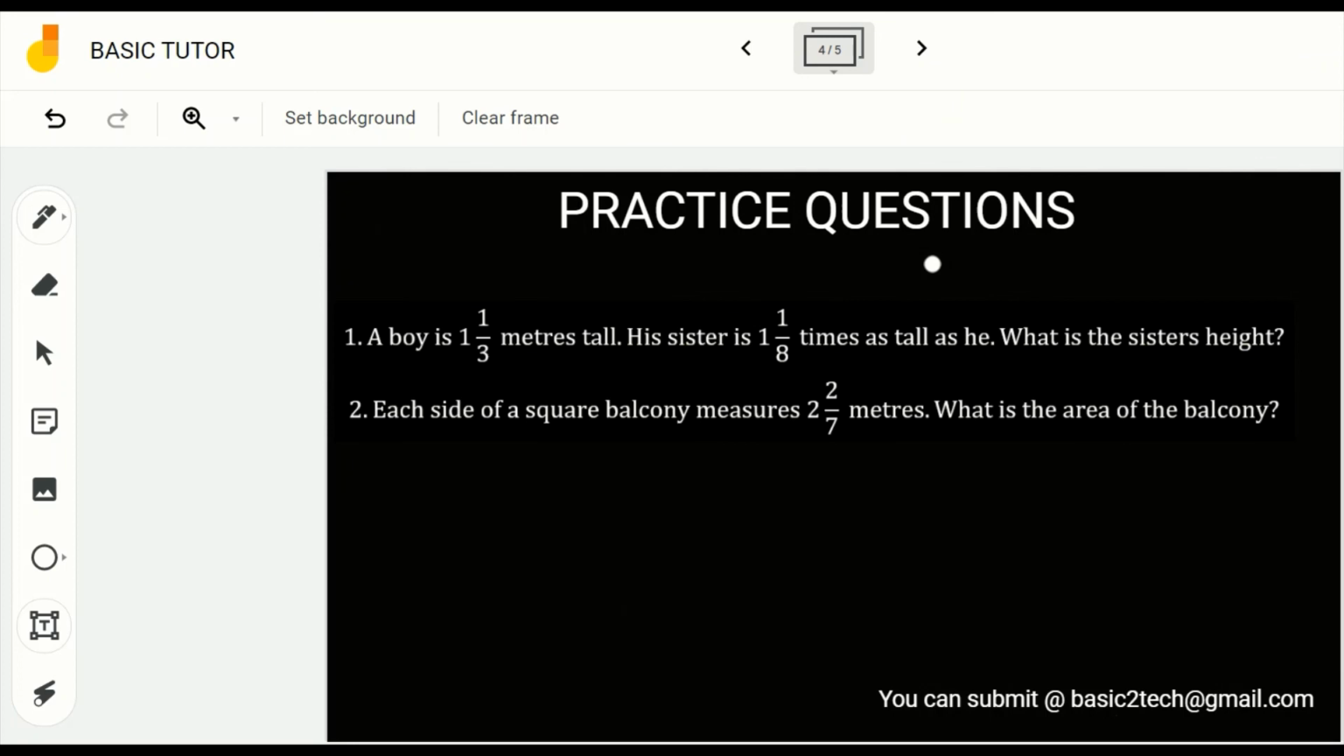Here is a practice question, just 2 questions. You are advised to practice this question to test your understanding of the concept learned, and send your solutions to this email address, and we shall respond to you as soon as possible.